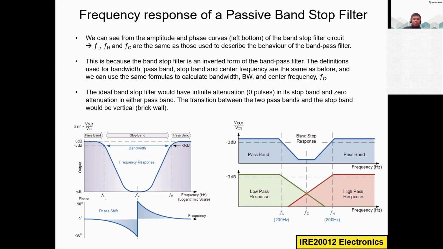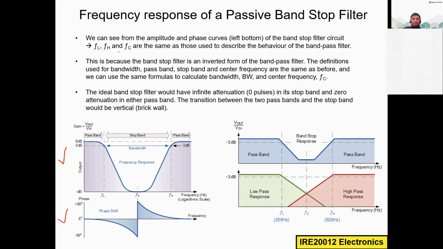This is the frequency response Bode plot of the band stop filter. We can see from the amplitude and phase curves, the first part of the Bode plot is amplitude, the second part is the phase curve. Here also, you have two cutoff frequencies: this is the lowest cutoff frequency, and this is the highest or upper cutoff frequency. In the center we have FC, the center frequency or resonant frequency.